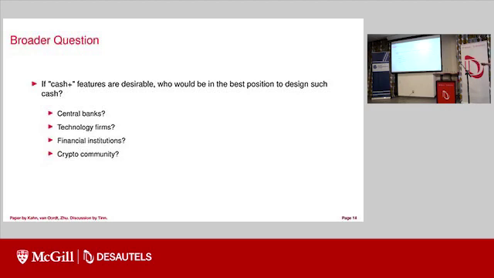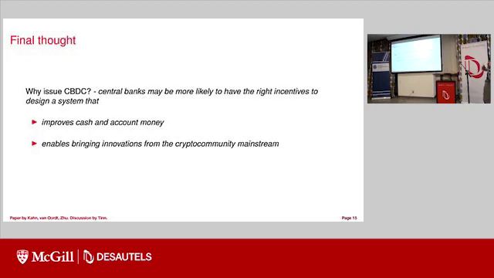And going back to my initial points, maybe one reason to think about issuing CBDC is because there exist cash-plus features that are desirable. And then we can ask who would be best to design these cash-plus features? Is it central banks, technology firms, financial institutions, or the crypto community? And obviously the crypto community is going to continue innovating. I think that when it comes to some large technology firms, there are too many worries about privacy, so I'm not sure that even the Gen Z students would necessarily like it. And with that, I will finish. Thank you.